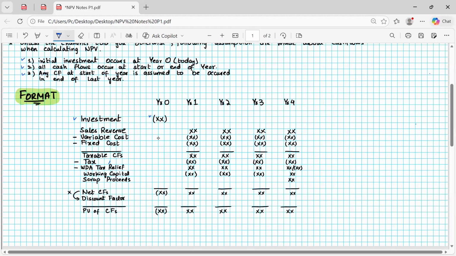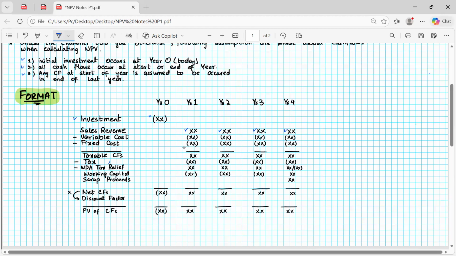Bracket signs tell you that it is a cash outflow. Investment. Then let's say from this project you are generating sales revenue for 4 years. So write that down in the relevant section. Sales revenue for year one, you are going to write it here. Sales revenue for year two, here. Sales revenue for year three, here. Sales revenue for year four, here.